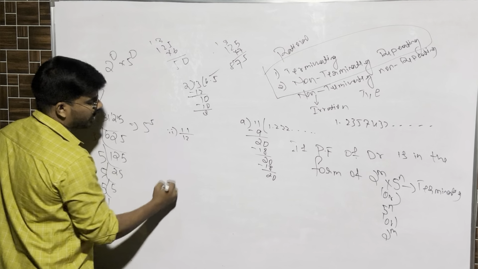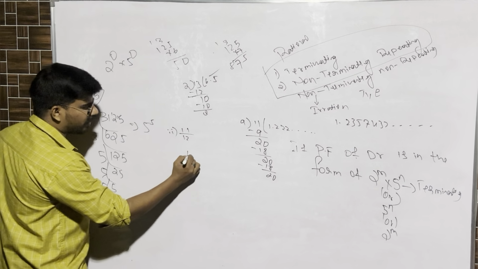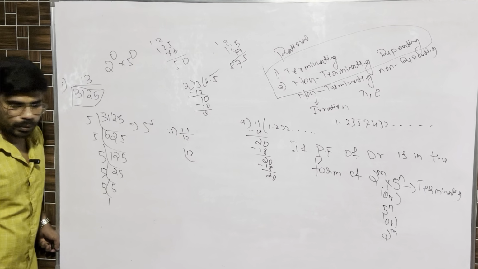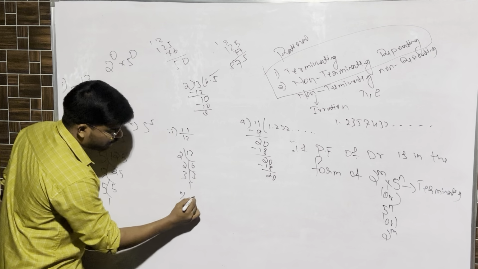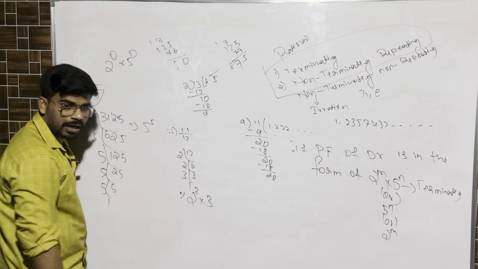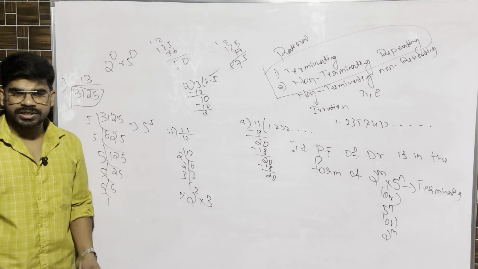11 by 12. We have to find the prime factors of the denominator, which is 12. 2, 6, 2, 3, 3, 1. What are the prime factors? 2 square into 3. Terminating or non-terminating? Non-terminating.